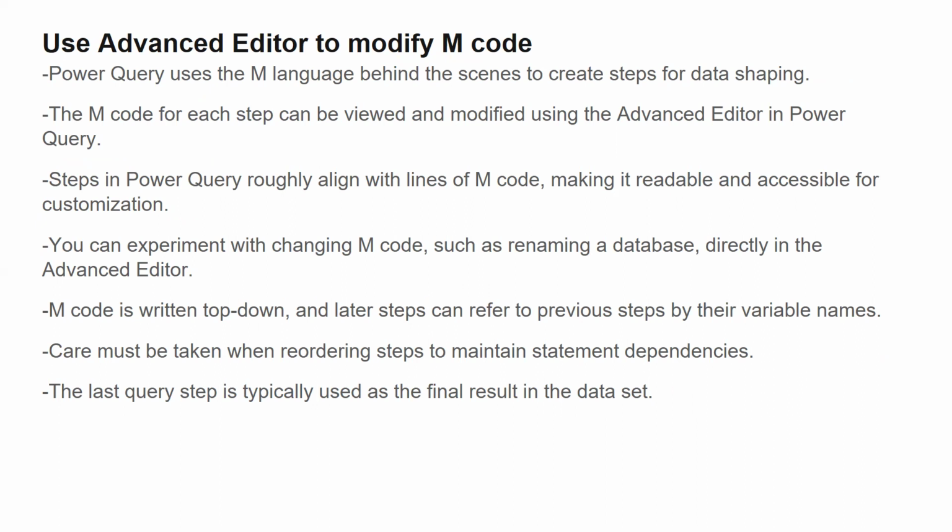Power Query uses the M language behind the scenes to create steps for loading and data shaping. The M code for each step can be viewed and modified using the Advanced Editor in Power Query. The steps in Power Query are pre-aligned with lines of M code, making it readable and accessible for customizations. So you can experiment with changing M code, such as renaming the database directly in the Advanced Editor.